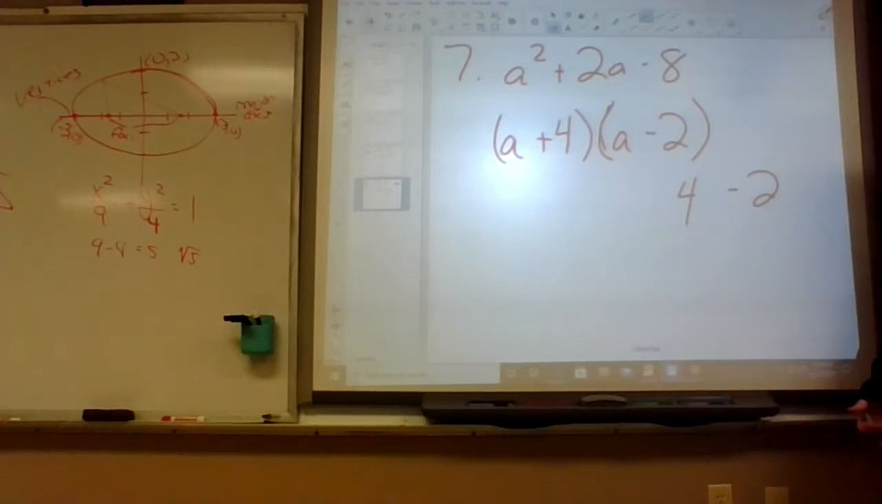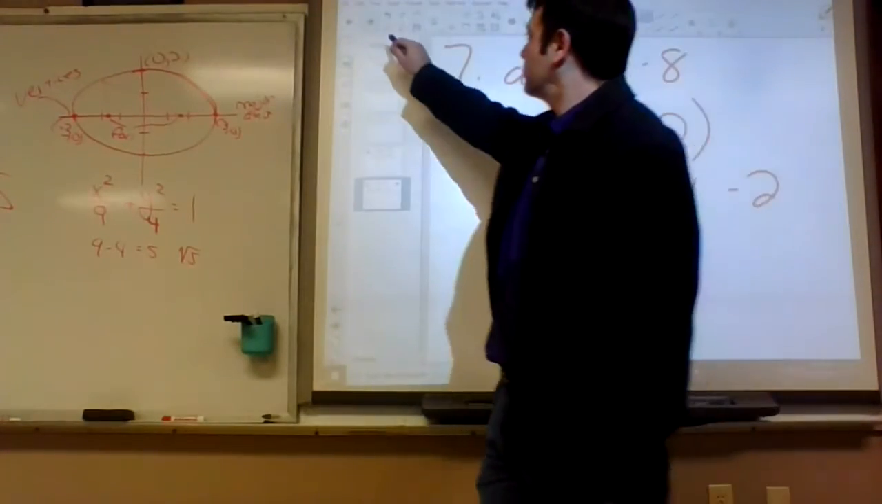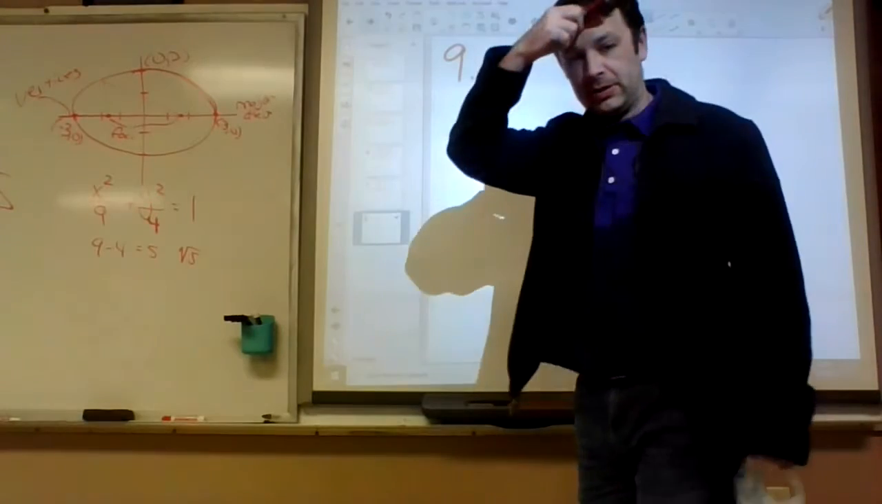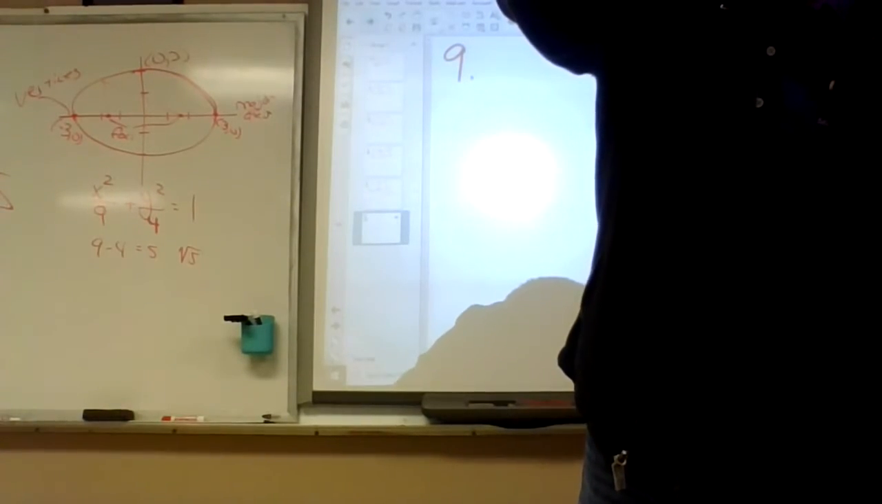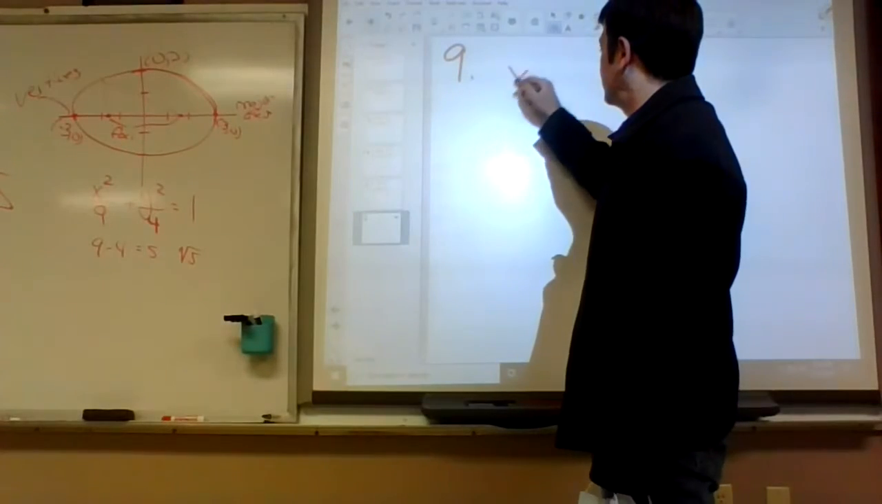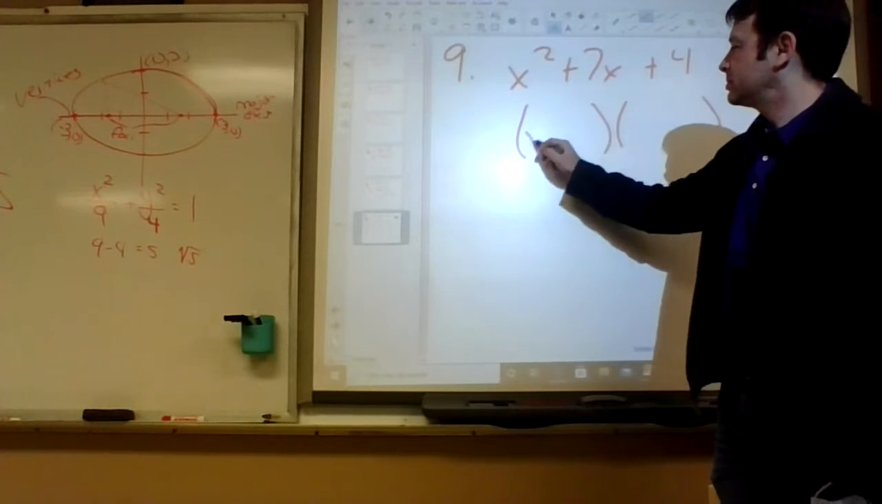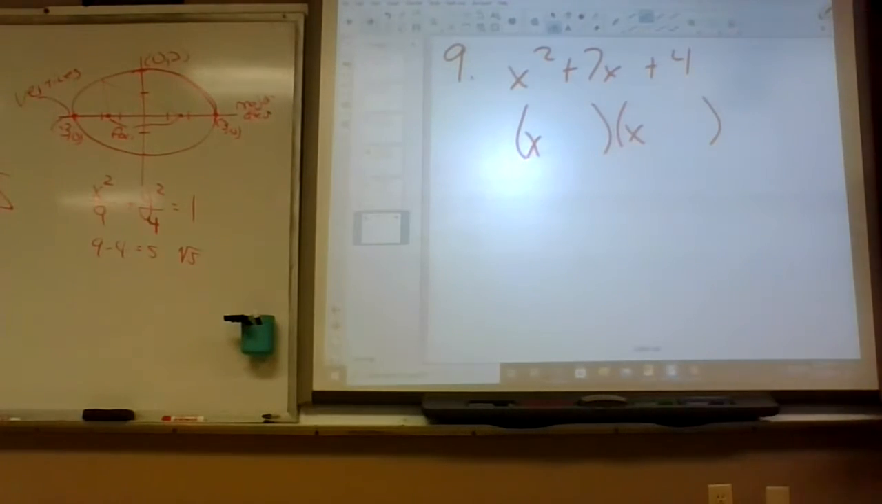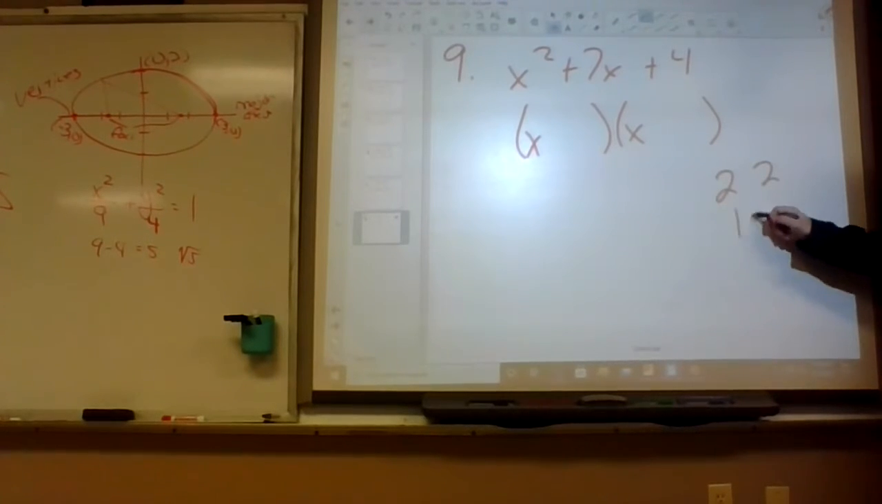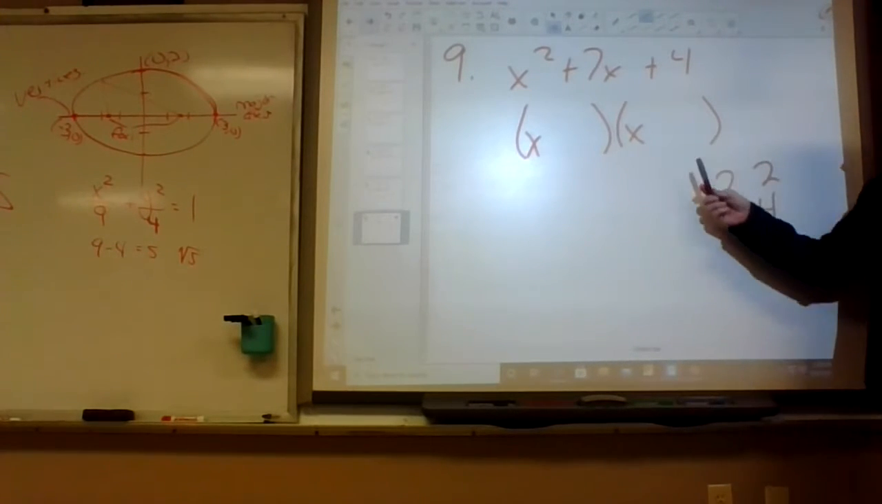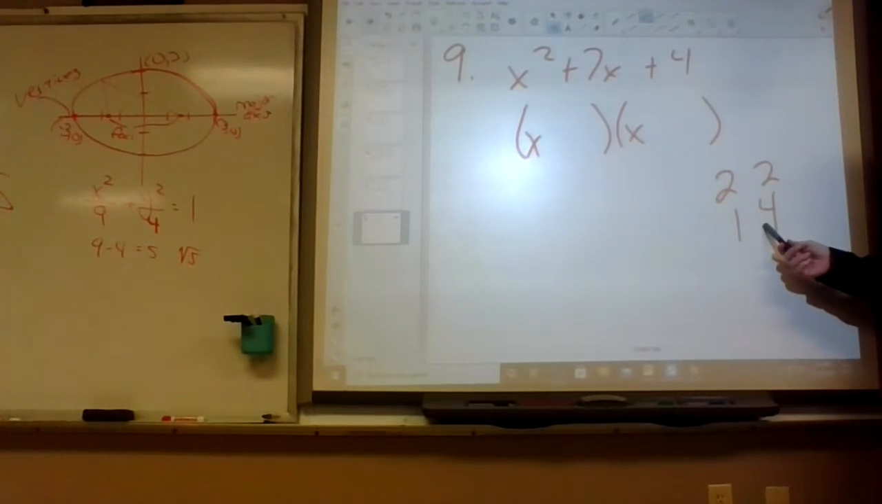Can I do one? Sure. Number 9 is x squared plus 7x plus 4. So I'm going to put x and x. They do get harder, of course. What multiplies into 4? Today's not too bad. 2 and 2, or 1 and 4. That's our only options. Which of these adds up to 7? None of them. So guess what? It's prime.